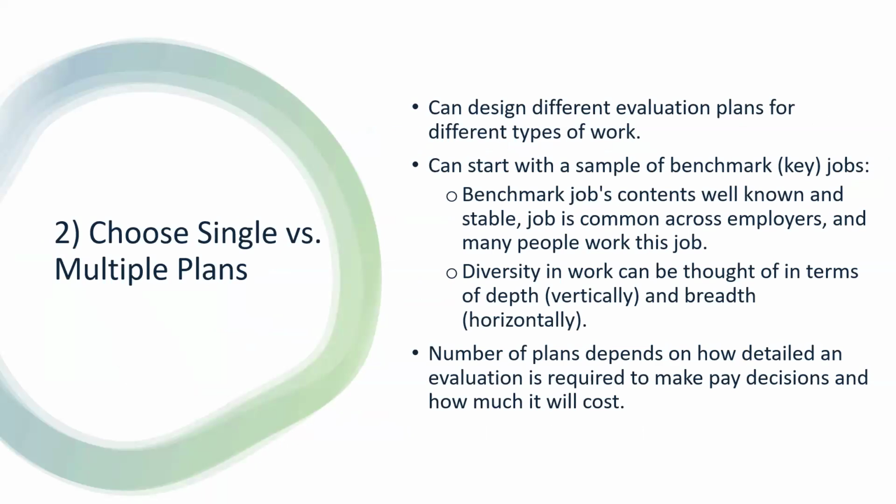The second decision is choosing a single versus a multiple plan. A single plan would mean that you have one way of evaluating all jobs, and then you're going to have compensable factors, for example, and then you're going to apply all of them to all the jobs you have, instead of having multiple plans where you might have one plan for management, for example, a different plan for administrative assistants, a different plan for the people who do the main work, like manufacturing.